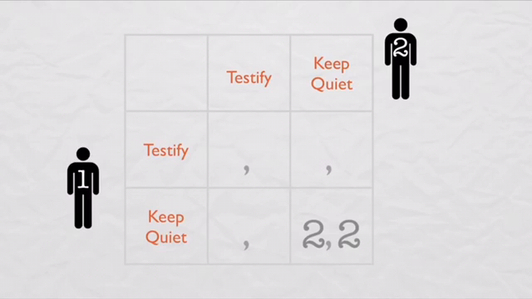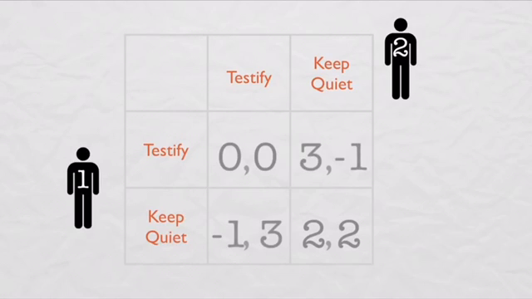If they both testify, they both get a moderate sentence. I'll represent the moderate sentence by a payoff of 0. Right about now, keeping quiet is looking like the best option, but there's more to this game. If one testifies and the other keeps quiet, the one who testified will get off scot-free, and the one who kept quiet will get an extremely harsh sentence. They'll throw the book at him.